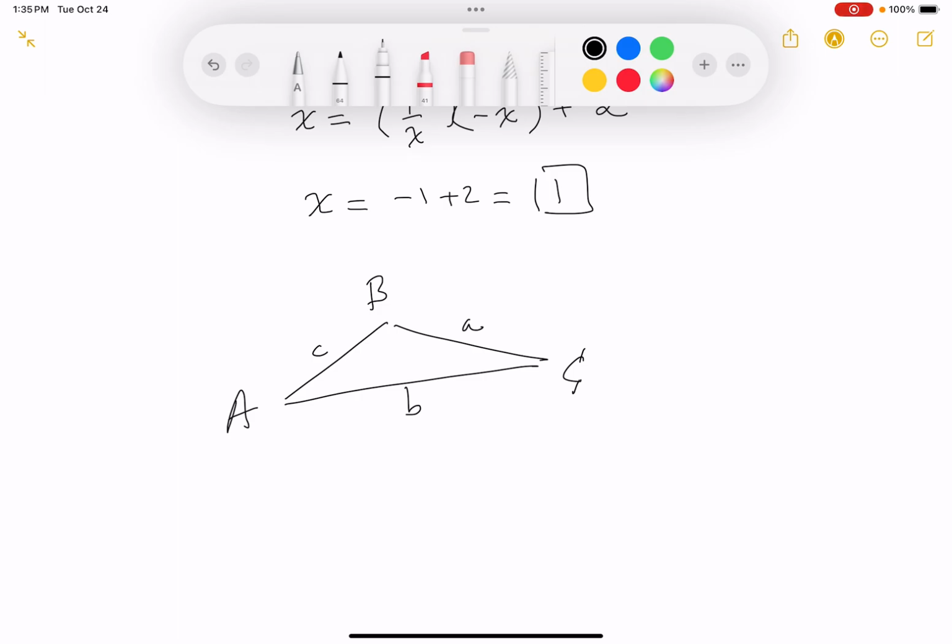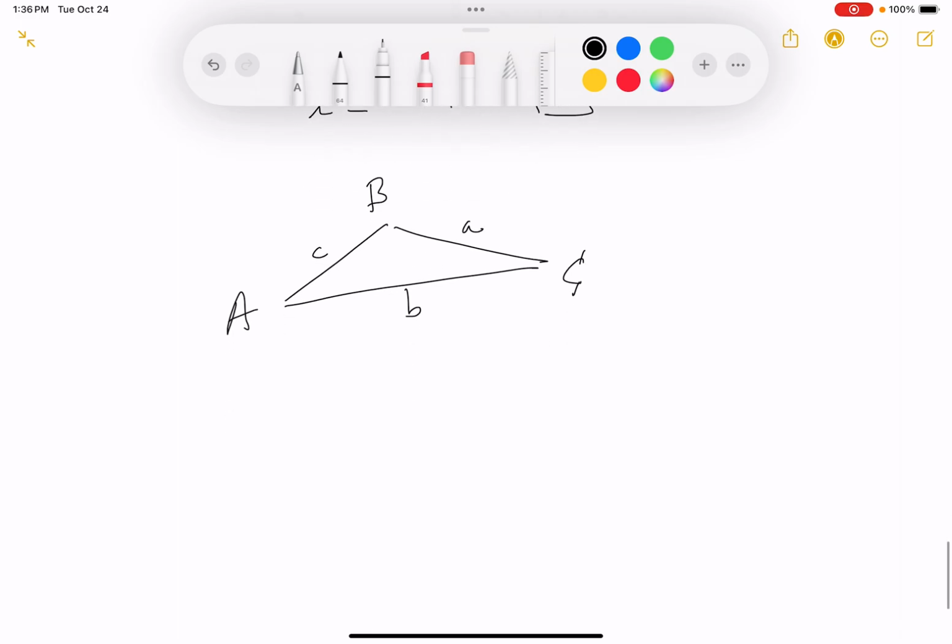Now, looking at the relationship they're giving to me, I'm going to assume it has something to do with the law of cosines. I'm not sure about that yet. But let's take a look. And the first thing I'll write down is what they've given me. They've given me a cubed plus b cubed plus c cubed over a plus b plus c is equal to c squared.